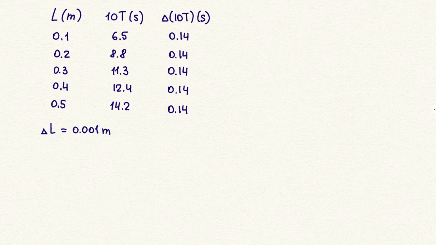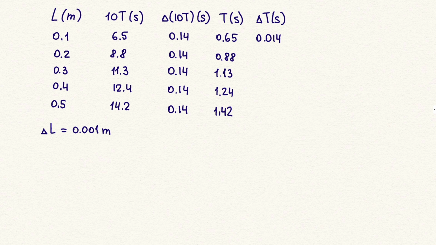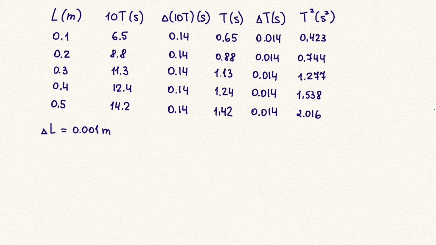Now we can calculate the value of 1 period and the uncertainty in 1 period. Now we need to find the period squared, which we will need in order to complete the last part of our lab. So let's calculate period squared, and the units of it is going to be seconds squared. And now the last part of this table is calculation of uncertainty in period squared, and again the units are going to be seconds squared.